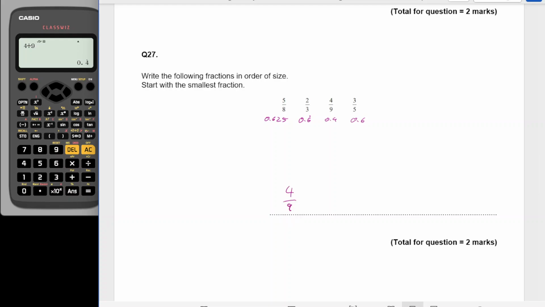A couple of people get these two confused, saying that they're the same size. This is 0.6 recurring, so it's actually bigger than 0.6. So 3/5. We've then got, so we've got rid of that one and that one. We've then got 2/3, and then finally 5/8. Right, separate them with commas. Final step.